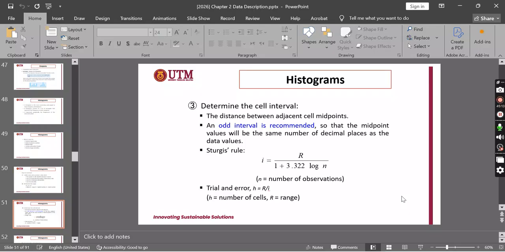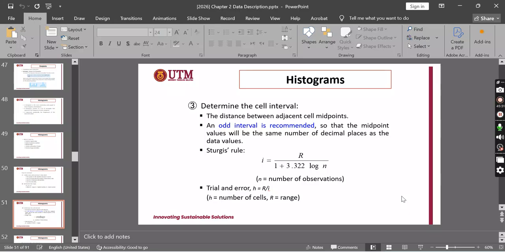We'll take an example here for making a histogram, how you can make a histogram manually. If you are using software, it will do it for you. But if you are doing it by yourself manually, you have to use these rules.